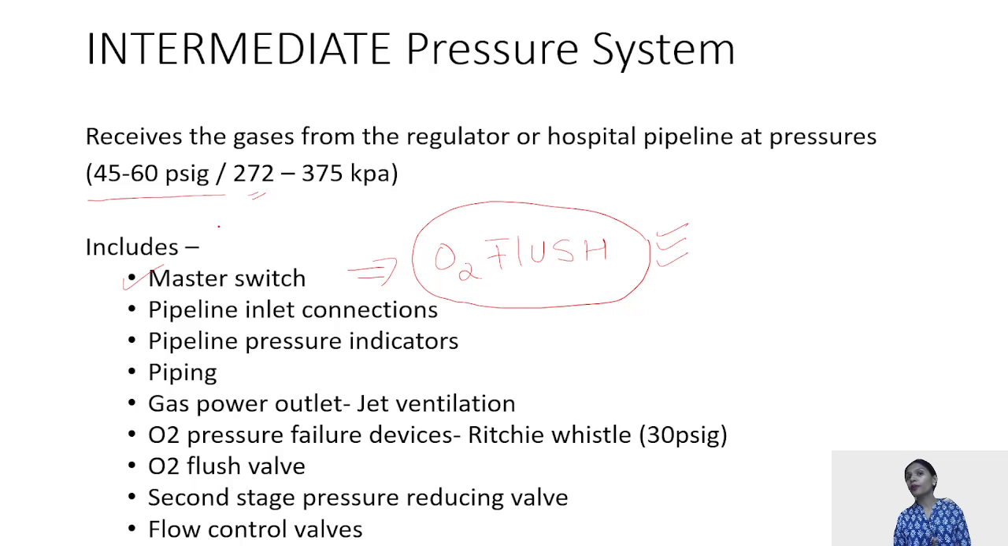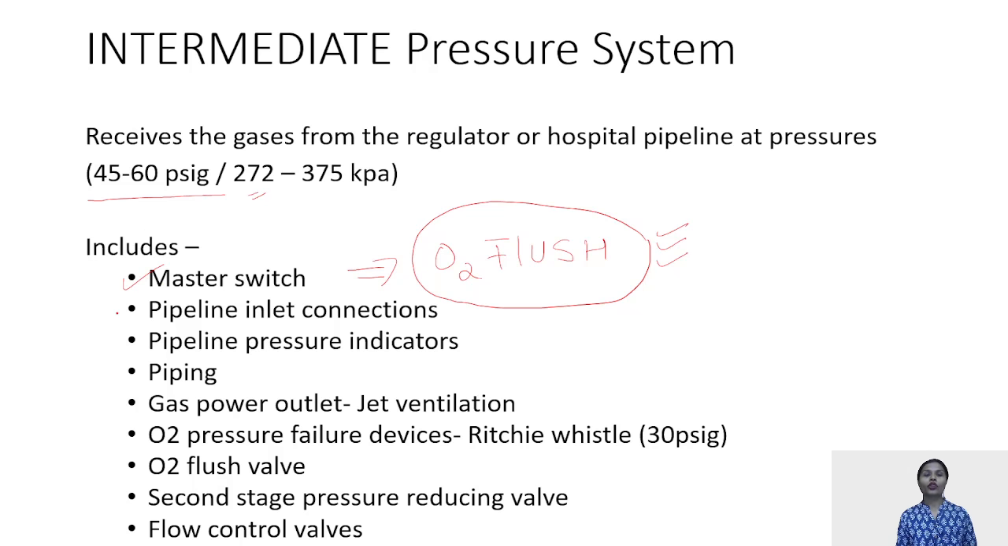This is a very important thing that you all have to remember, because it has been asked multiple times in the previous years' questions, that which component of your anesthesia machine is independent of the master switch, and which component it belongs to, which pneumatic component, high pressure, intermediate pressure, or low pressure. That's your intermediate pressure oxygen flush.